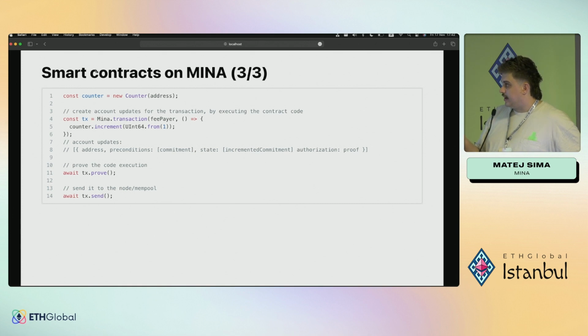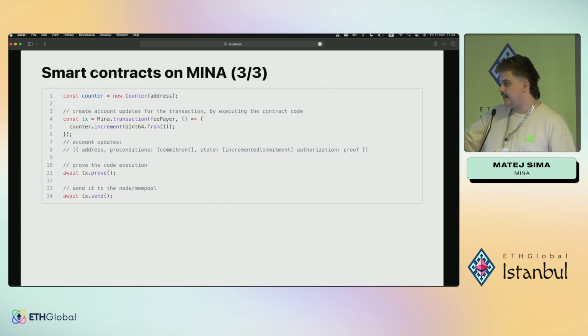This is how you can send transactions to smart contracts on Mina. It's super, super simple. So you just need to know the address of your deployed contract. Then you send the transaction specifying the fee payer. You execute the method with the inputs that you want. And then you'll have to prove the transaction and send it.